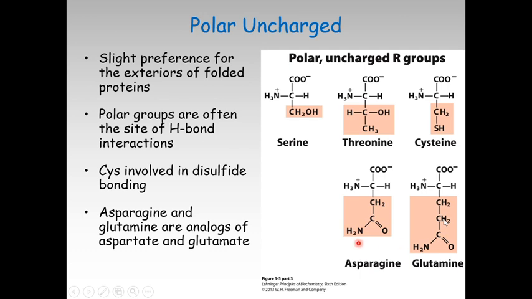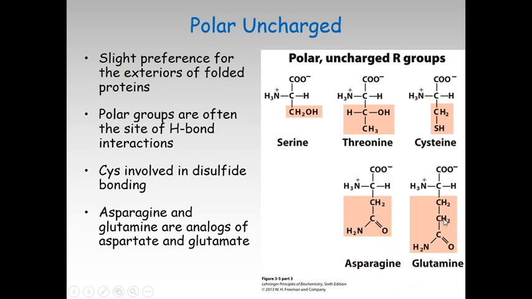Two other amino acids, asparagine and glutamine. Asparagine has an amide substituent on its beta carbon, whereas glutamine has an amide substituent on its gamma carbon, right? This is alpha, beta, and this is alpha, beta, gamma. So its amide is CONH2, and hence the name asparagine and glutamine.